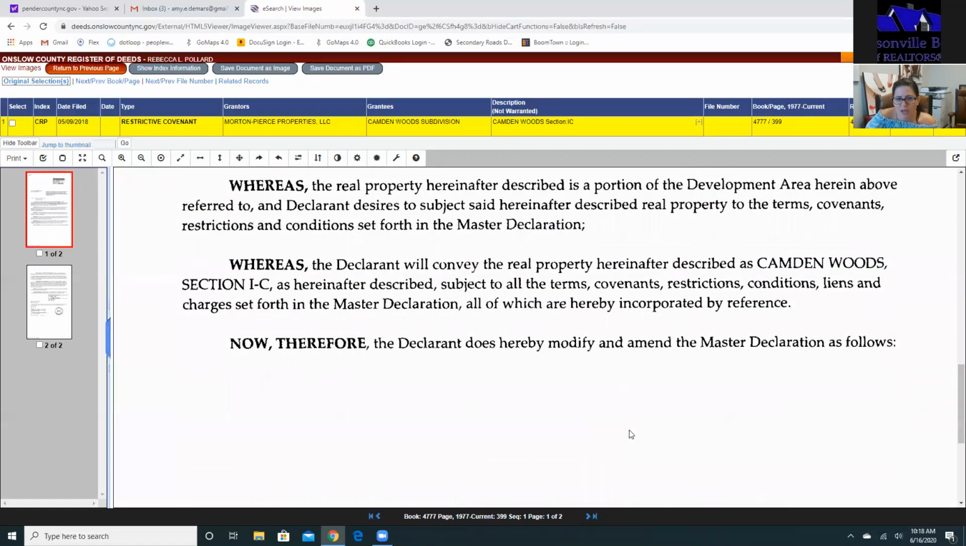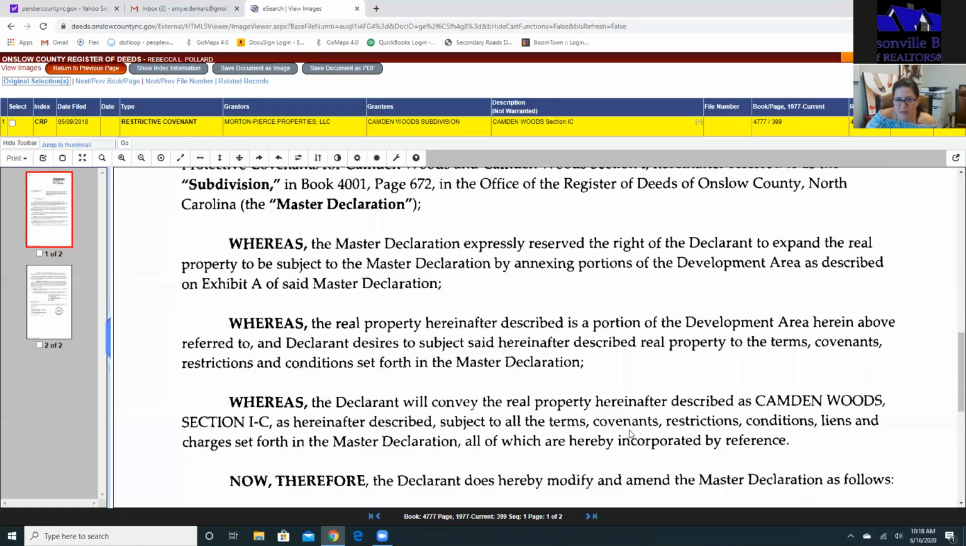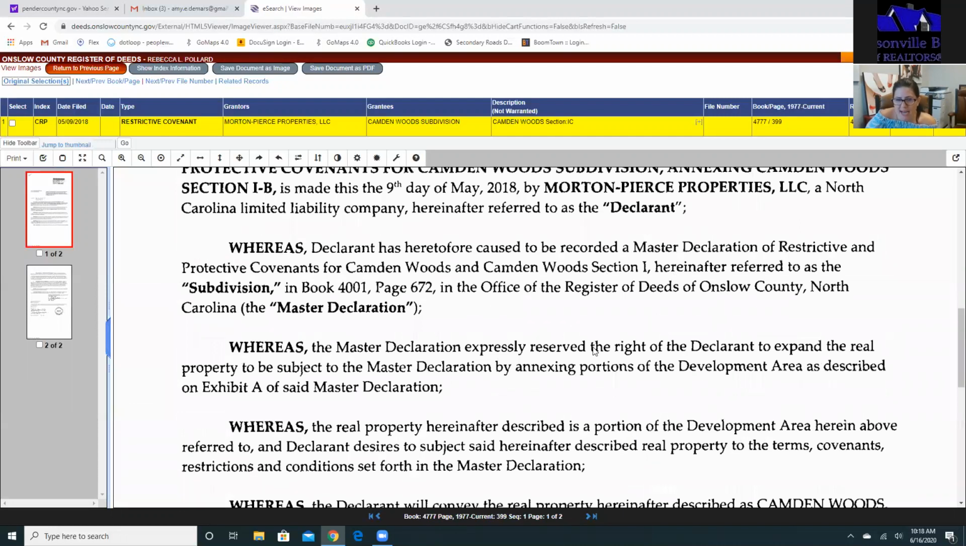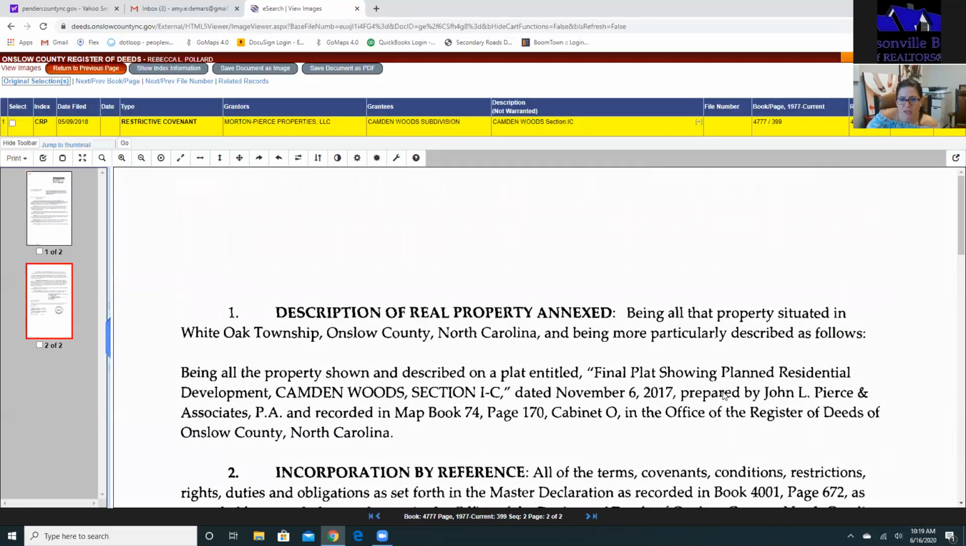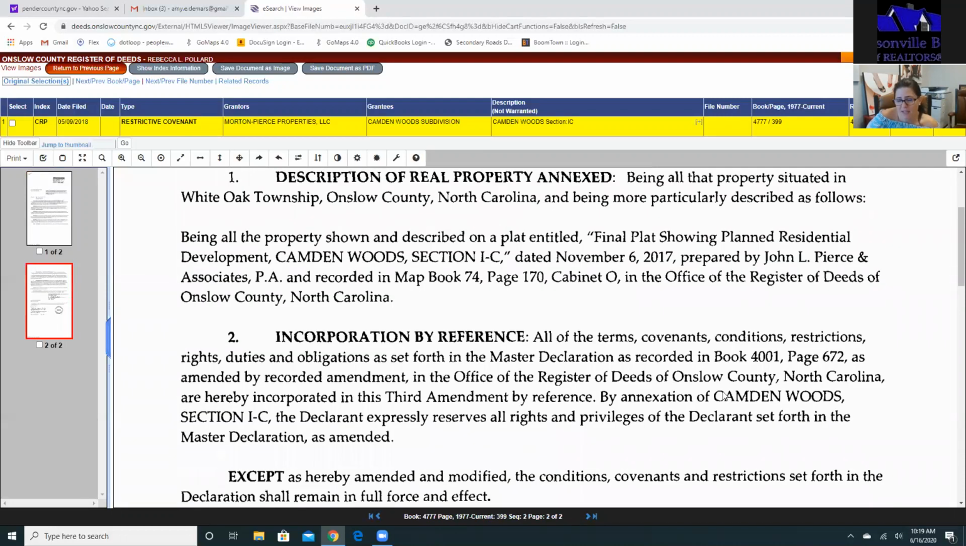And now you could read through and see what this amendment did, whether it was just adding a section, whether it was changing something. So you always do want to make sure though, because if you've read through those 21 pages of master declarations, it may have said that the fences could only be 4 feet high. Well, this amendment may say that it's changed it so that you can have 6-foot high fences in this section. So you do want to read through these.